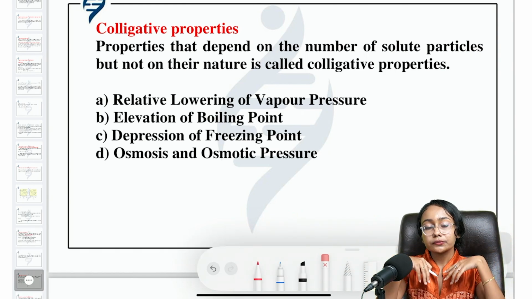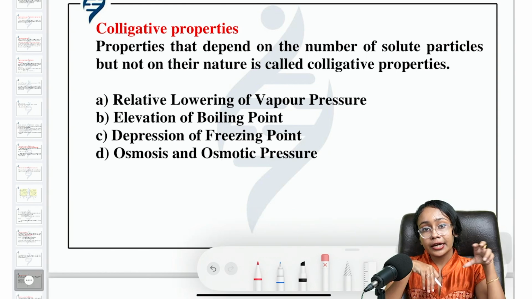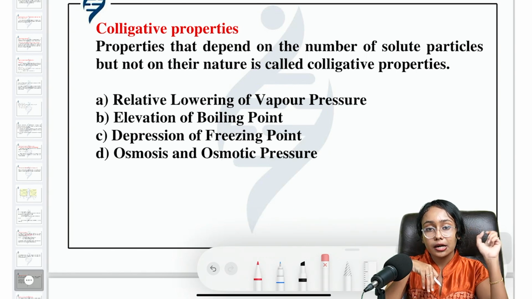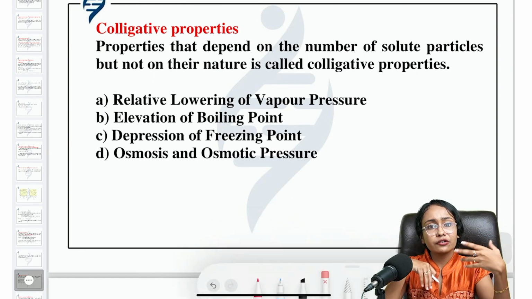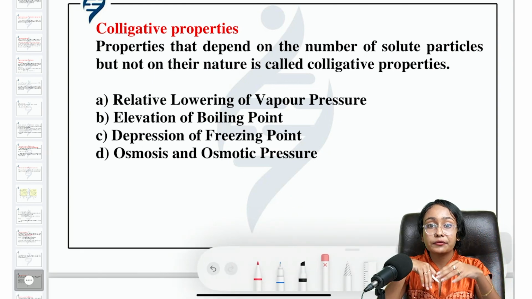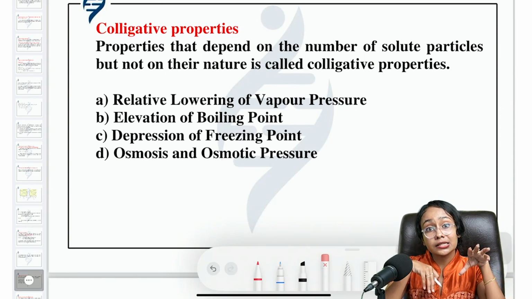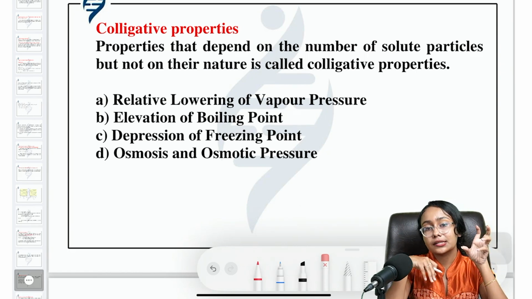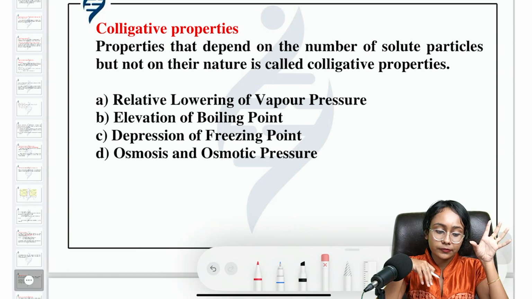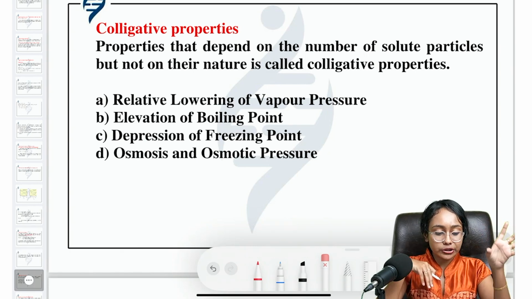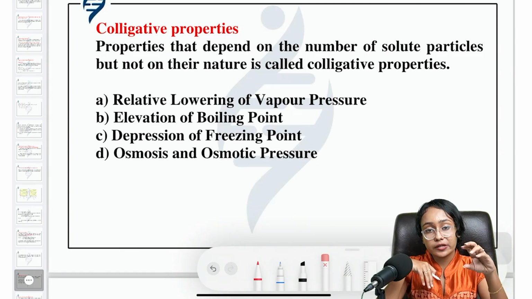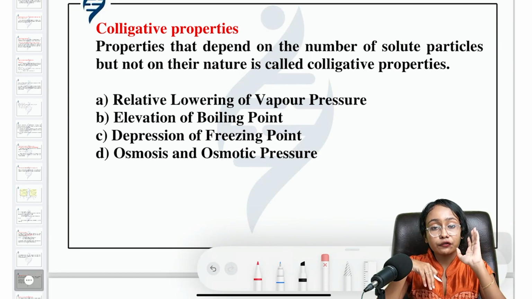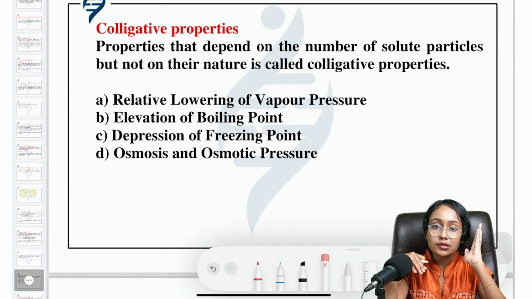In the same way, colligative property depends only on the number of solute particles present in a solution. It's a property that changes on the basis of the ratio of the number of solute particles to the number of solvent particles in a solution. So what are the colligative properties that a solution possesses? They are relative lowering of vapor pressure, elevation of boiling point, depression of freezing point, and osmosis. Those are the 4 colligative properties of a solution.